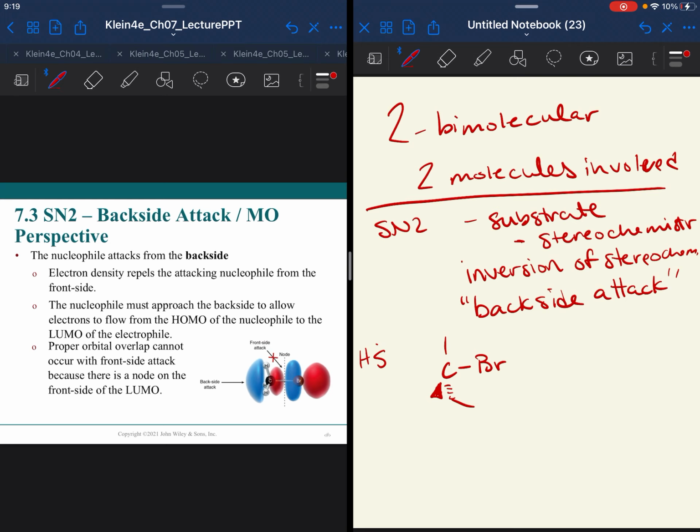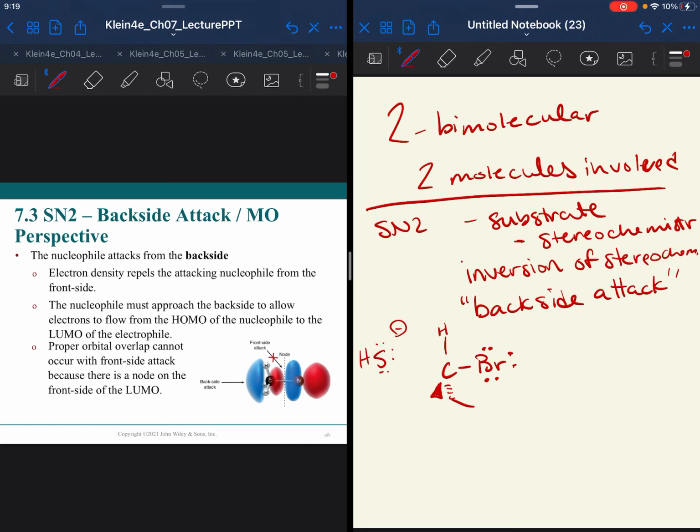If our nucleophile, this little S ion here, is approaching, think about where is going to be the easiest place to approach, because we know negative is attracted to positive, but negative is also repelled by negative. So this cannot approach from the side where the bromine is. The bromine has a lot of electron density, right?